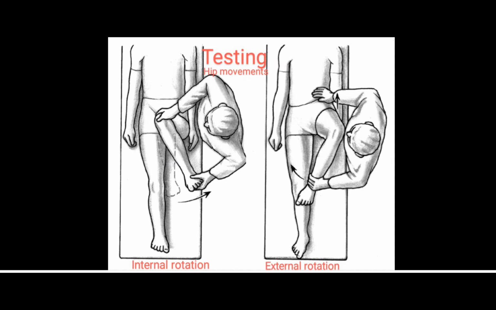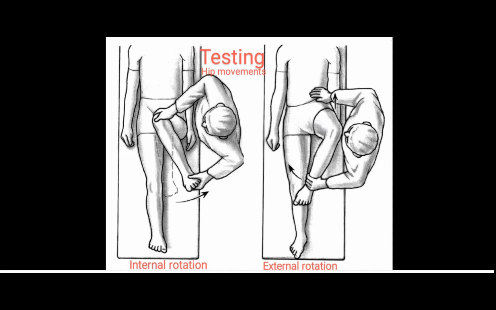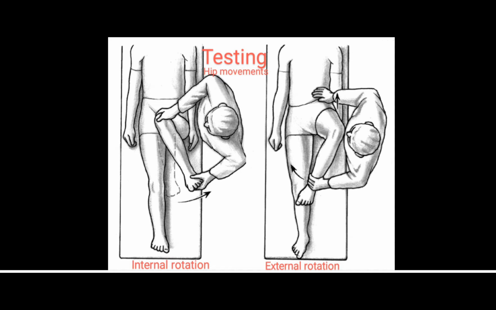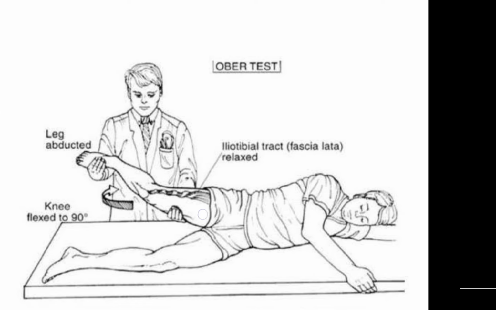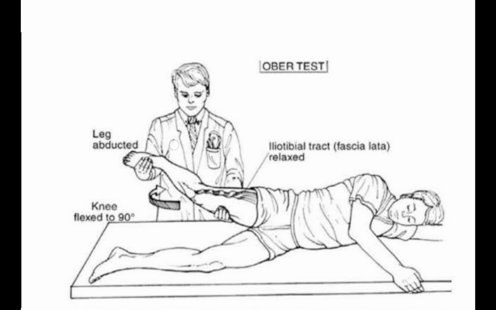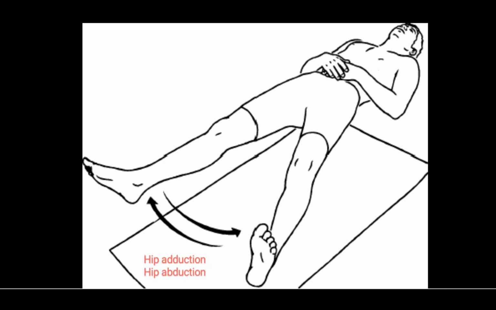Then this is showing the testing of the hip movements. Here the leg is being taken laterally. It is testing internal rotation, and here it is testing external rotation of the hip. And this is Ober's test. Ober's test is for the fascia lata or iliotibial tract. Here basically the knee is flexed to 90 degrees and the leg is abducted. It is for fascia lata, Ober's test. Then hip adduction and abduction are tested like this.